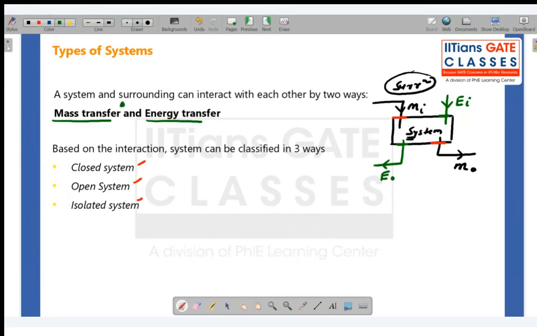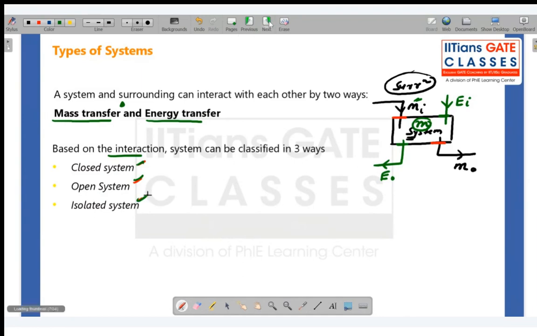And why do we say transfer? Because it is moving from one place to another. We do not say just mass, because mass in itself is nothing. If some mass is sitting inside this system, then it is internal mass, it is not interacting with the surrounding. For the interaction to happen, it should transfer from the system to the surrounding. That is why we say mass transfer, energy transfer. Now based upon this interaction, our system is classified as closed, open, and isolated system.